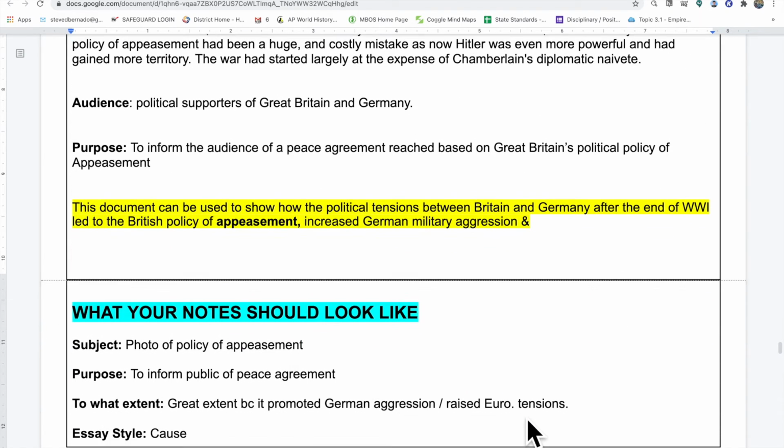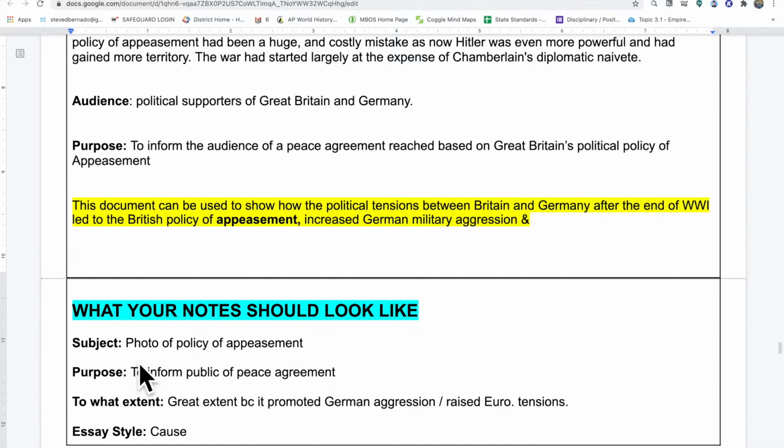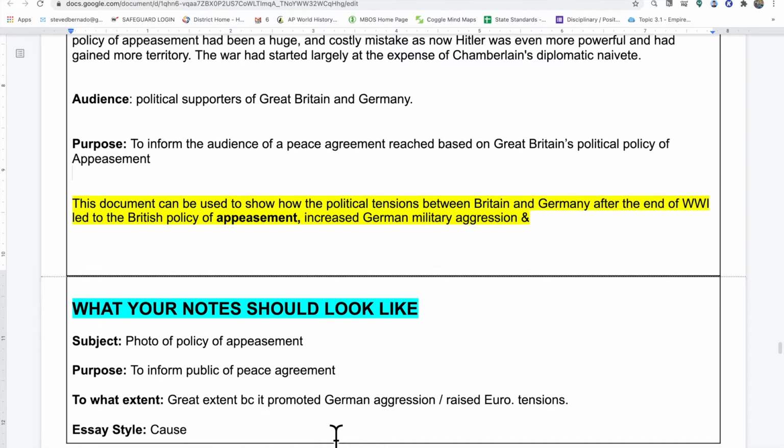What should your notes look like? Well, here's the subject: the policy of appeasement. It's a photo of the policy of appeasement. The purpose: to inform the public of the peace agreement. To what extent? To a great extent, because it promoted German aggression, it raised European tensions. To a great extent, it's another cause.